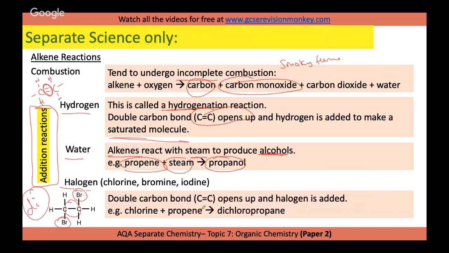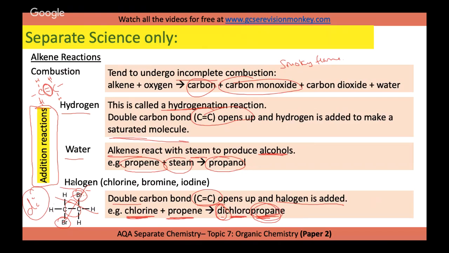So this molecule would be called dibromoethene, but in this example, the double carbon-carbon bond opens up and a halogen is added. Unrelated to this, because this is bromine, but chlorine and propene, for example, would make dichloropropane. Okay, so you're making it saturated again, so you're making it the propane, and you're adding 2 chlorines to that.